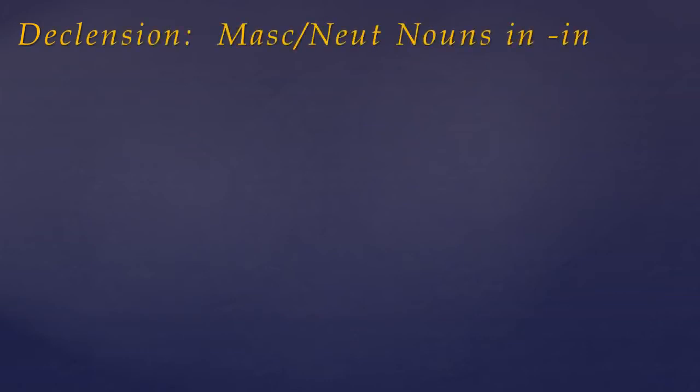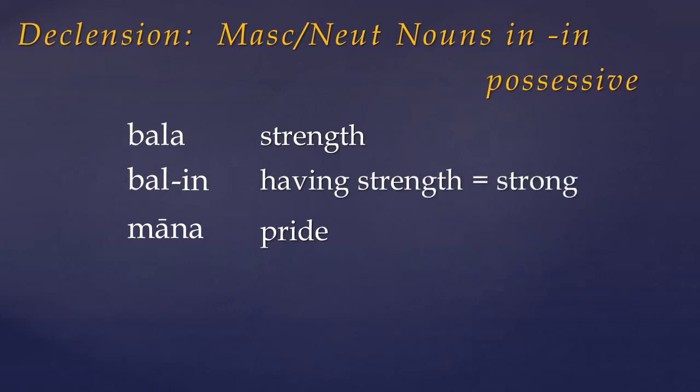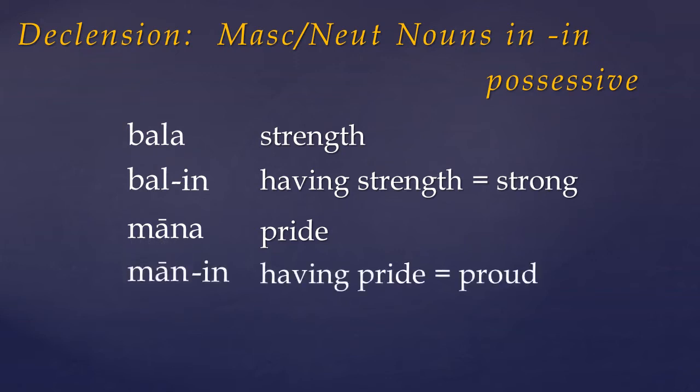Now, quite separate from I stem nouns, the suffix in can be added to many nouns and most adjectives, in which case they are said to become possessive, meaning to have or possess that quality. So from the A stem noun bala, meaning strength, we add in to get balin, which then means to have strength or to be strong. And from mana, pride, we get manin, proud. Thus we can turn nouns into adjectives.